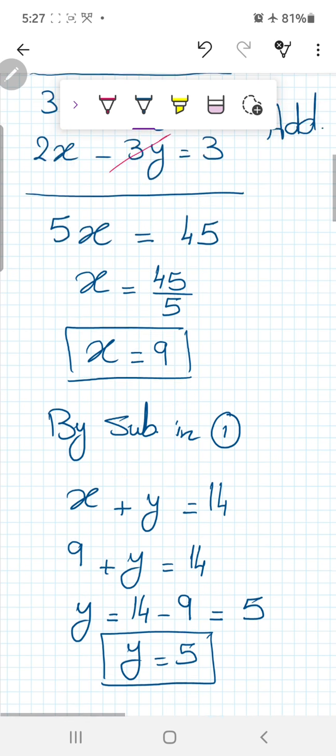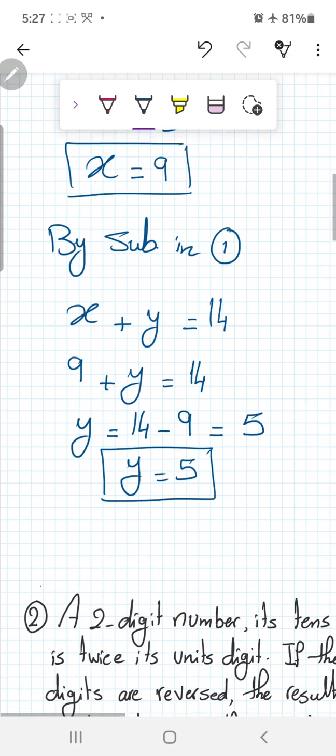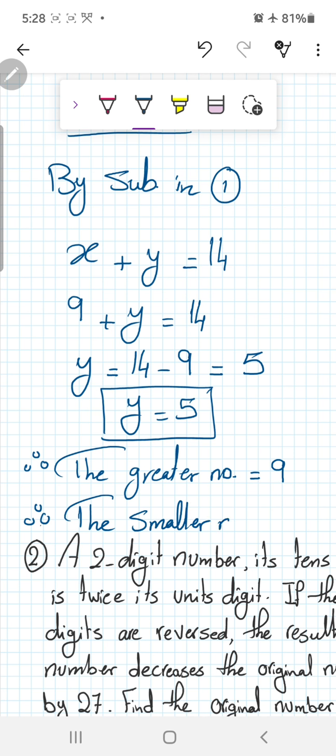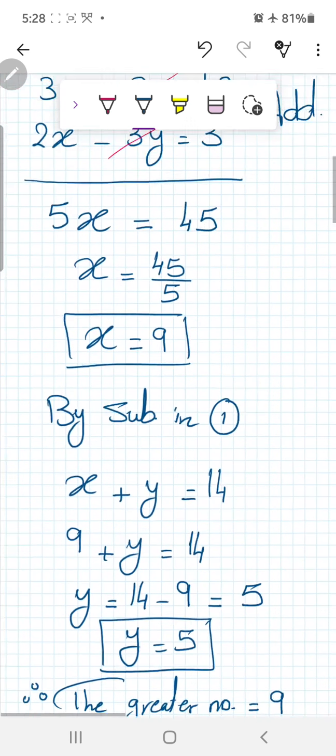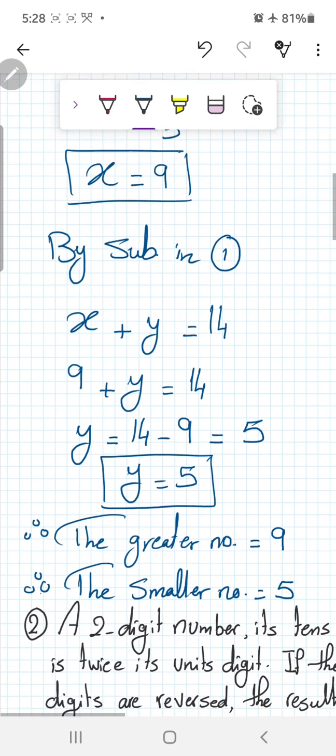Don't forget to write x is the greatest number and y is the smallest number. Here we have the greater number equals 9, and the smaller number equals 5. And don't forget to check. How? Here we have 9 and 5. Check in the equations. 9 plus 5 equals 14. Yes. Then 2 times 9 minus 3 times 5 equals 3. Yes. Okay. Let's take another example.